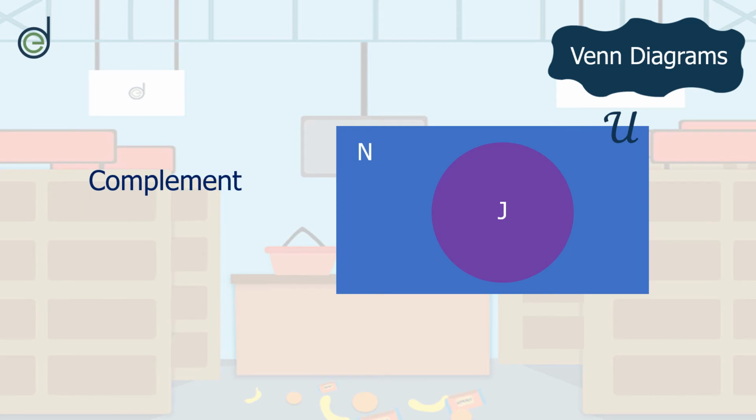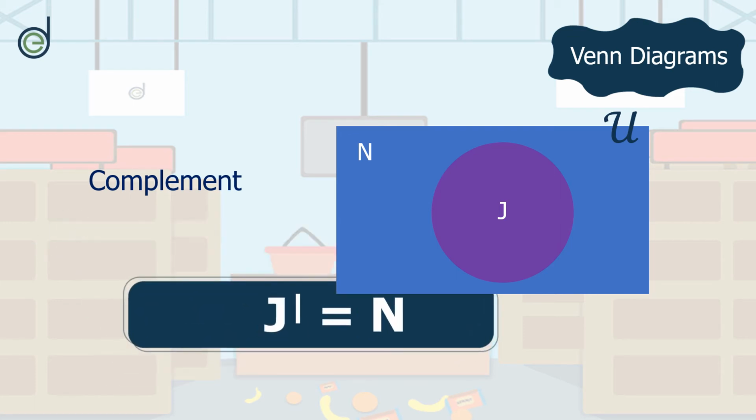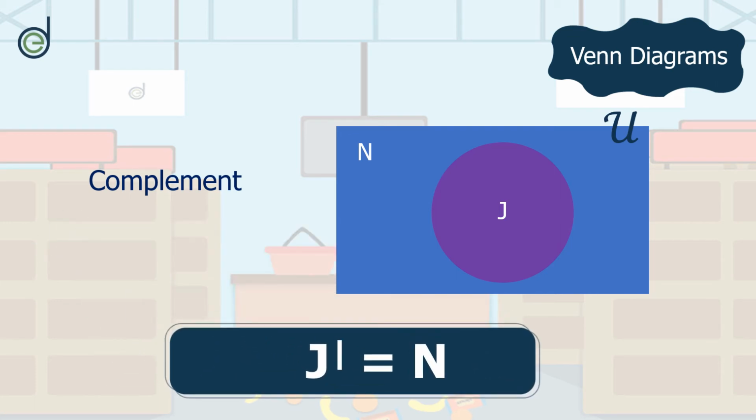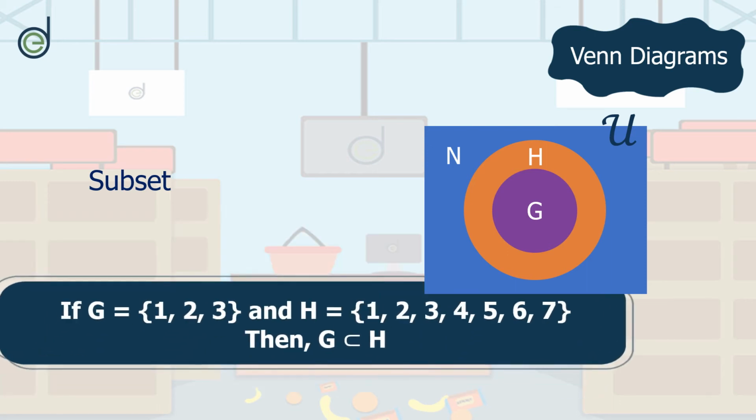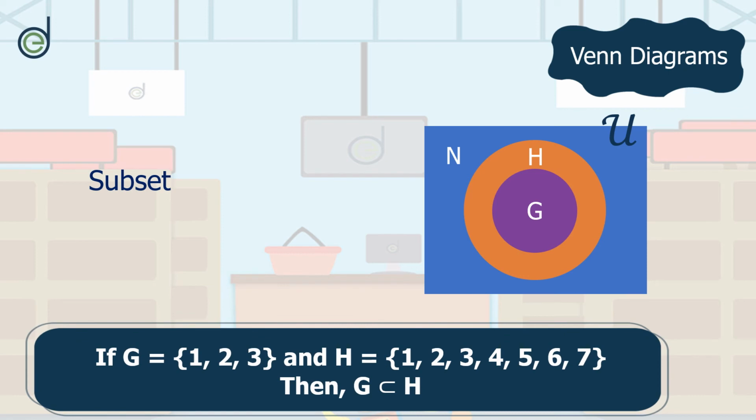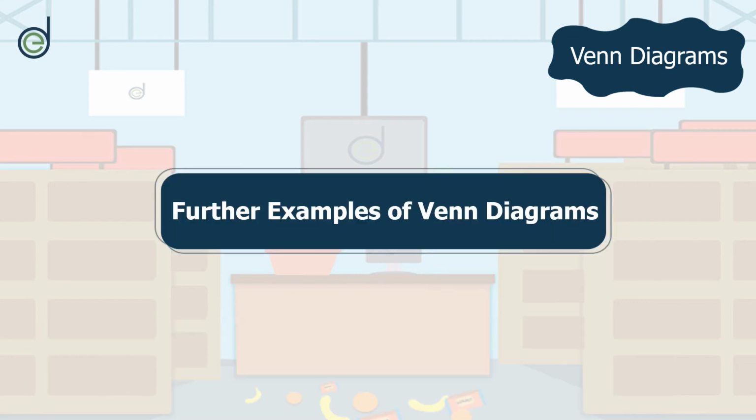The complement of a set simply means another set that contains every element not in that set. From this example, the complement of set J will be n. Mathematically, the complement of J is written as J prime. If every element of a set G is also an element of a set H, then G is a subset of set H. Mathematically, this is how it is represented. Take note of the sign that looks like letter U but inclined at angle 90. It stands for subset.